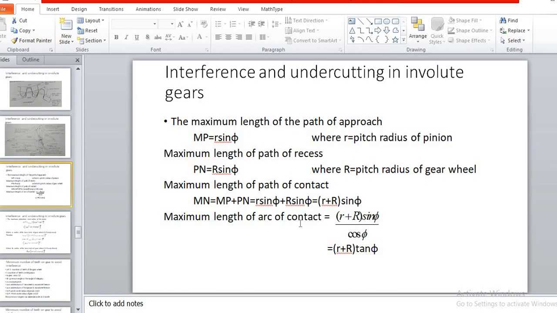The length of the arc of contact is obtained by dividing this path of contact by cos phi. Dividing this quantity by cos phi, sin phi over cos phi becomes tan phi. We already went through this derivation for the length of arc of contact. Now we move further.